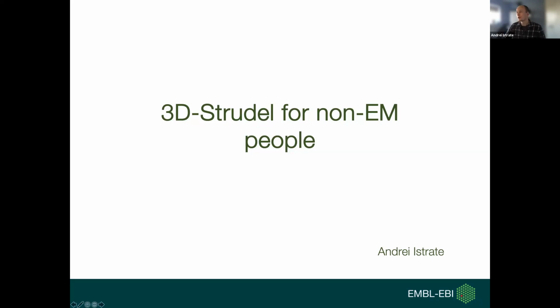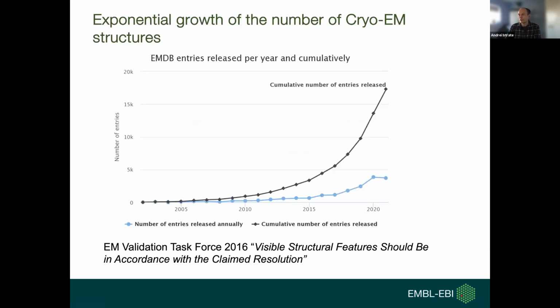So I will be talking about 3D Strudel, which is a tool for local map model validation in cryo-EM. I will try to keep it simple, so you don't really need to be an expert in cryo-EM to follow it. So why were we working on that?